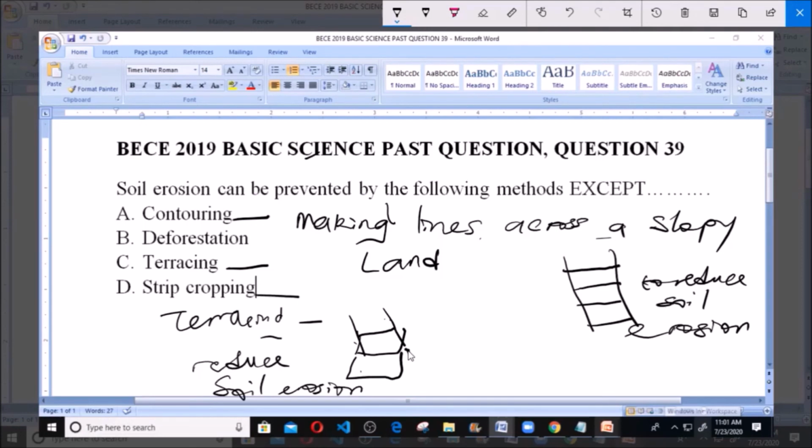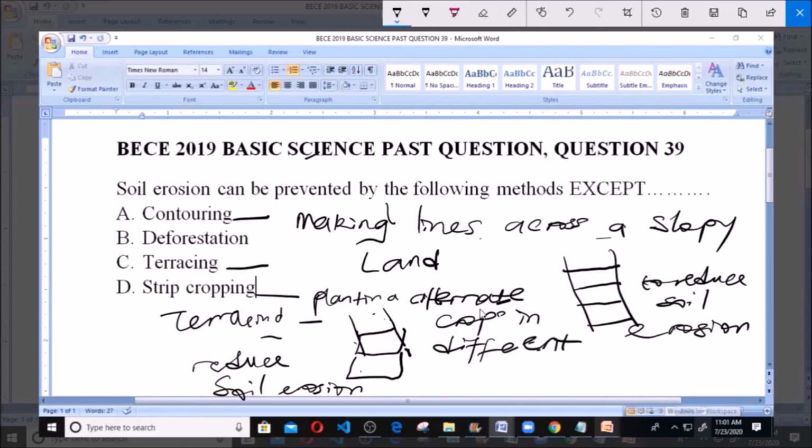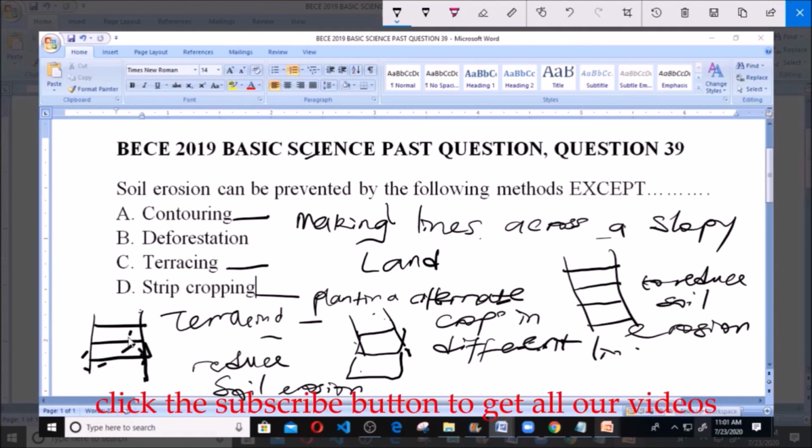Now, strip cropping, on the other hand, simply means planting alternate crops in different lines. Take for instance, you have a sloping land like this. Maybe on this line you plant your maize, on the next line you plant maybe yam, on the next line you plant beans. This is what you call strip cropping. So it's the act of planting alternate crops in different lines.